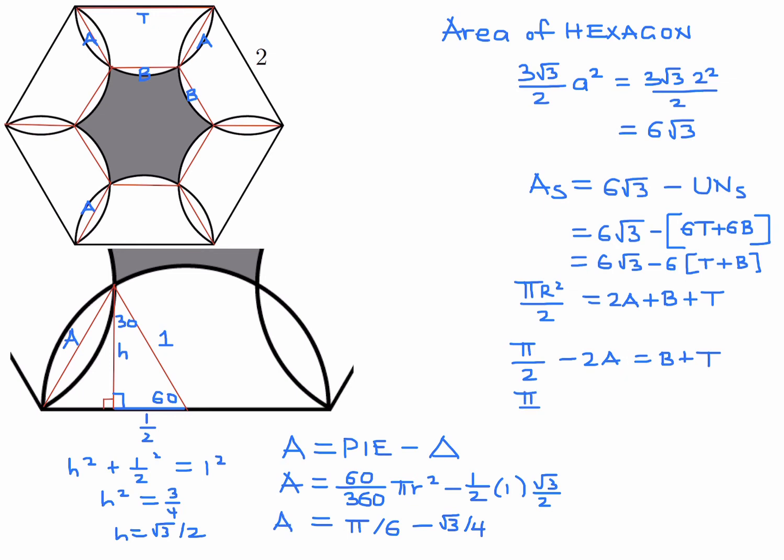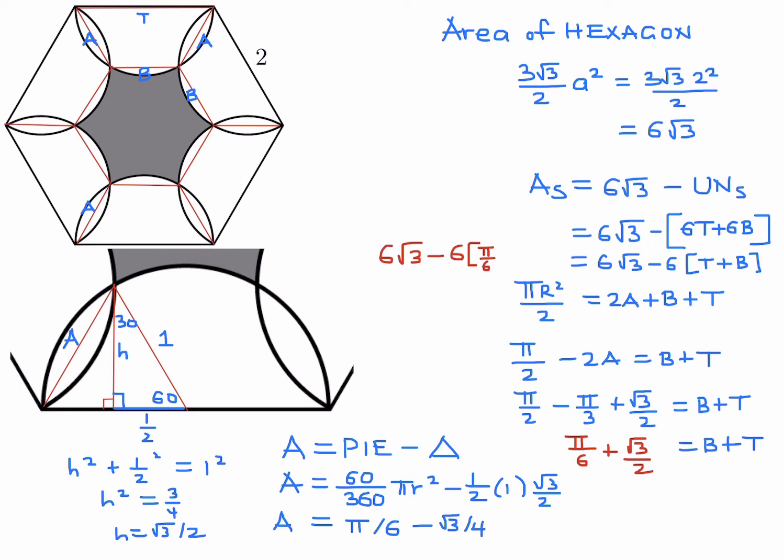So that's pi over 2 minus 2a, so 2a would be pi over 3, and be careful now, it will be plus root 3 over 2, and that's my b plus t. And therefore b plus t is going to be equal to 1/2 minus a third, which is 1/6. So that's pi over 6 plus root 3 over 2. All right, I've got that. Sub it in. So that's 6 root 3 minus 6 times pi over 6 plus root 3 over 2.